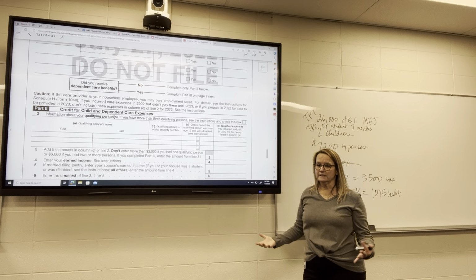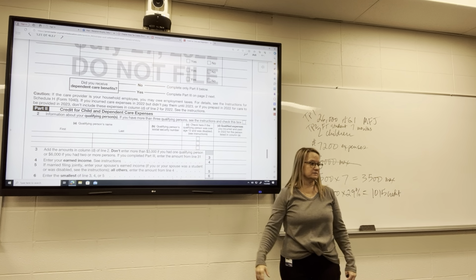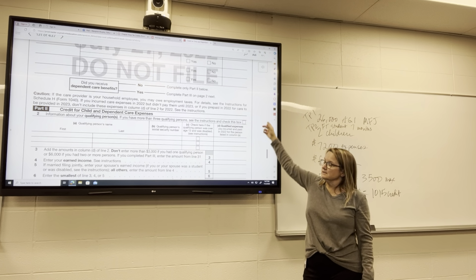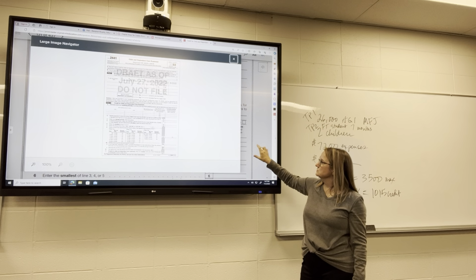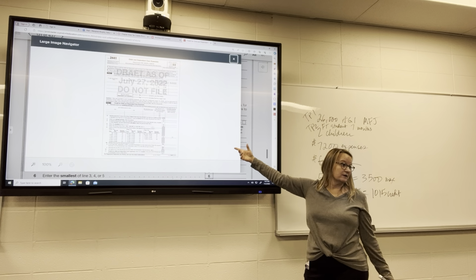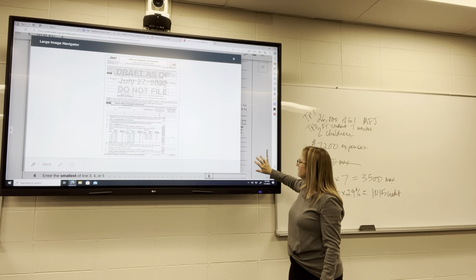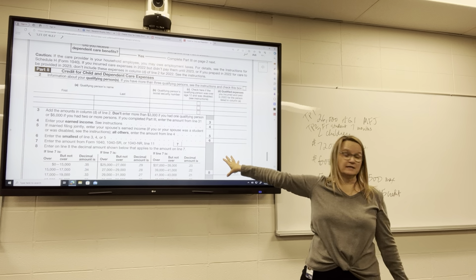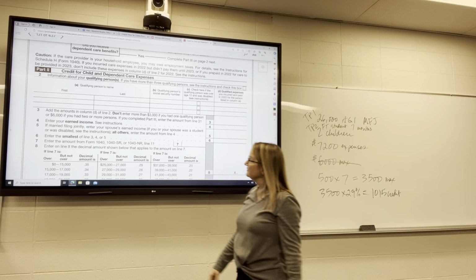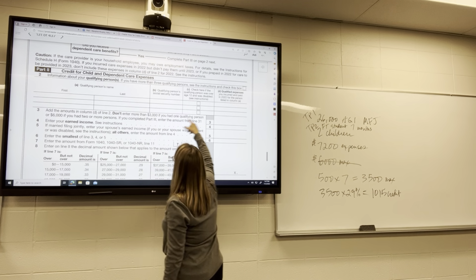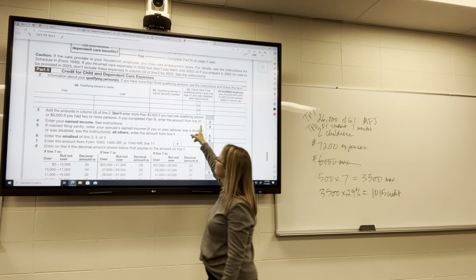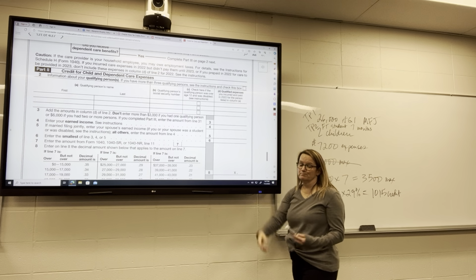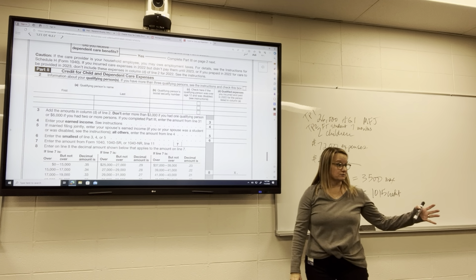So if you've got 3 kids and you paid, I'll use $18,000, that's easier, $18,000 for 3 kids, you'd have 18,000 at the top, and then you'd divide up for each of those kids how much was paid for each of them here. Again, you put the total amount there because the limitation is then going to be calculated down here. So add the amounts in column D. Don't enter more than $3,000 if you had 1 qualifying person, or $6,000 if you had 2 or more. So line 3 is never going to be more than $6,000.